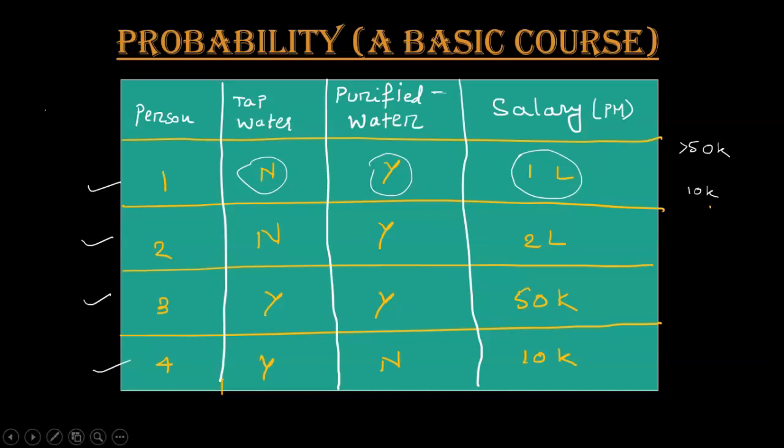Okay, it might not be true, but if you have a huge data set, like we have a data set of 4 people here, suppose we have a data set of say 1000 people, and from that data we saw that people earning more than 1 lakh are always drinking purified water. From that data we can conclude that everyone who is earning more than 1 lakh is definitely drinking purified water. This is the thing that can be concluded with a larger data set. For these purposes we are studying statistics and probability, to conclude something from given data, right?